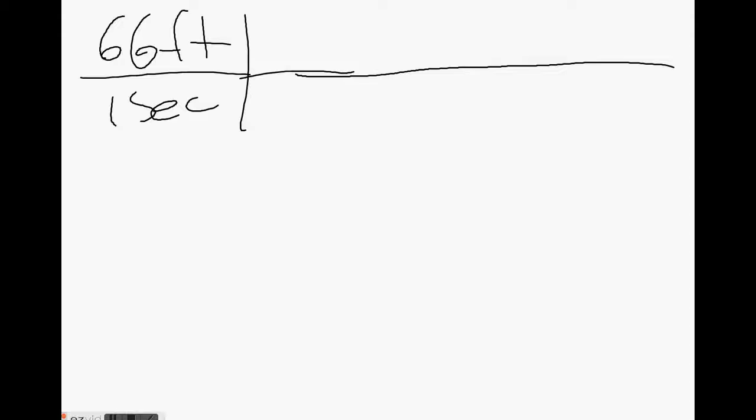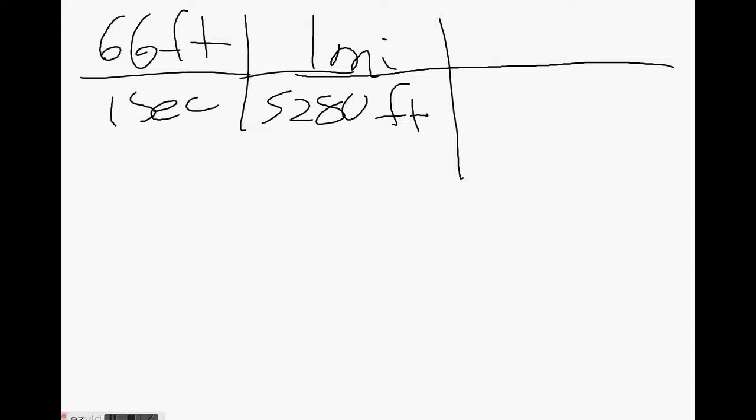Alright, let's see here. Miles per hour. So we're talking miles. So we have to figure out how many feet are in a mile. So there's 5,280 feet in 1 mile. That's good. Next we gotta figure out time, right? How many seconds are in an hour?